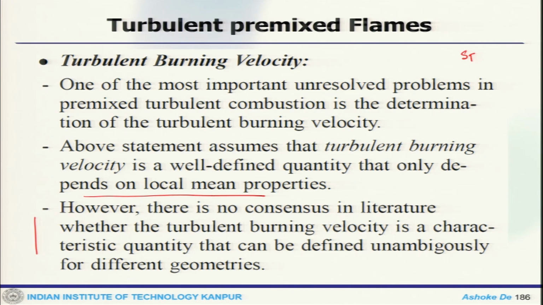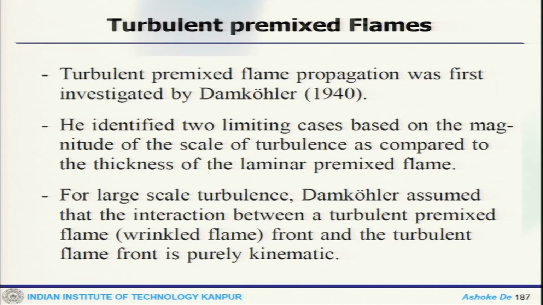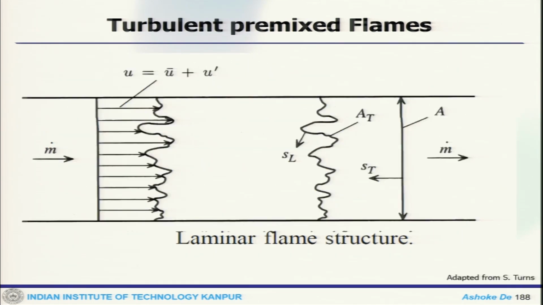So, the large scale structure will impact the flame front differently compared to a different length scale, and the flame surface deformation would be different. So, these things are not very unique. Then, this was proposed by Damköhler, based on the magnitude of the scales. So, we can have a wrinkled flame or a purely kinematically controlled flame. This is a simple structure where you have a flame front. This is your unburned mixture and this is the burned mixture.